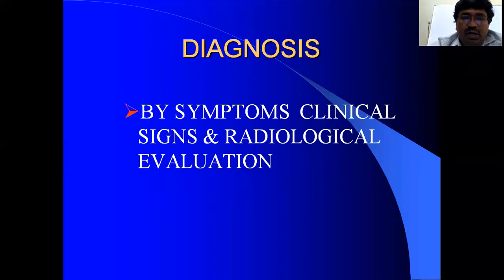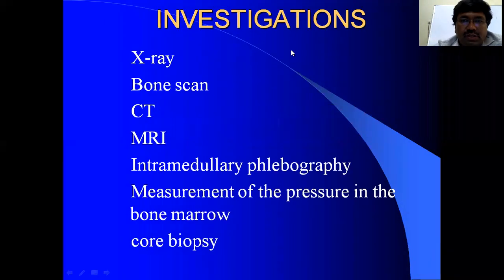So diagnosis is mainly by symptoms, clinical signs, and radiological evaluation. So for investigations, X-ray is the initial test. Usually the X-ray changes are found a little late, but in MRI we can find changes immediately. The rest are the technetium bone scan, CT scan, and intramedullary phlebography, where we measure the pressure in the bone marrow. They are also useful tests, but they are much outdated.